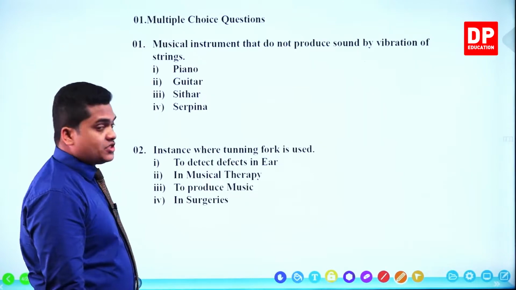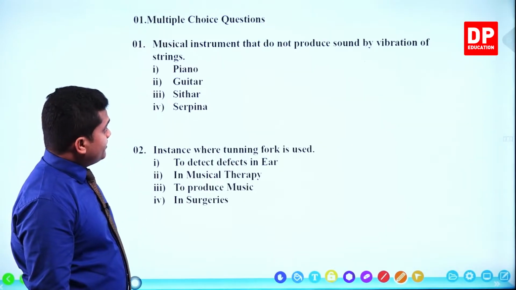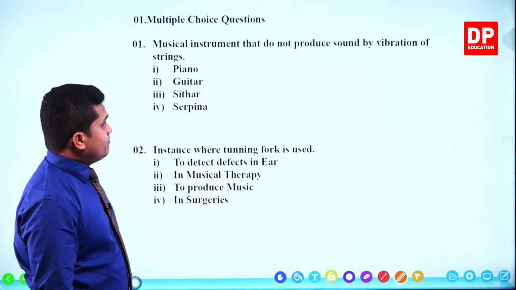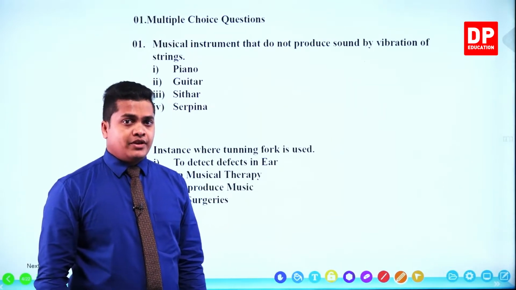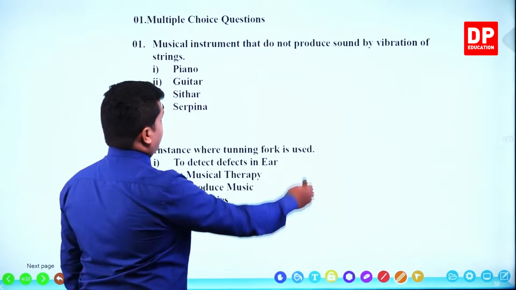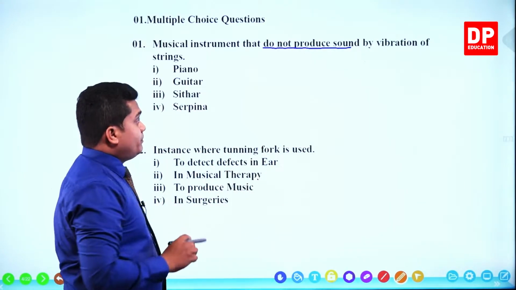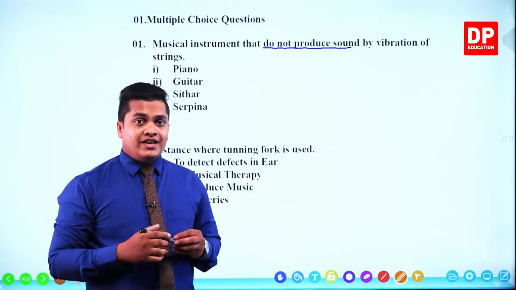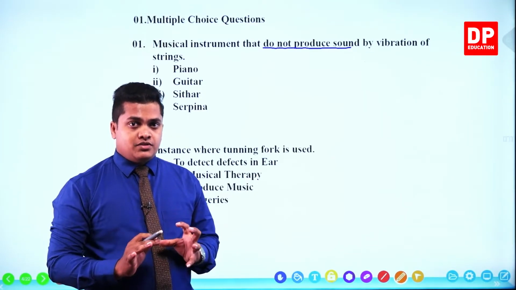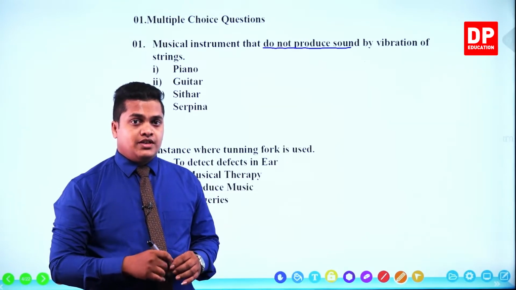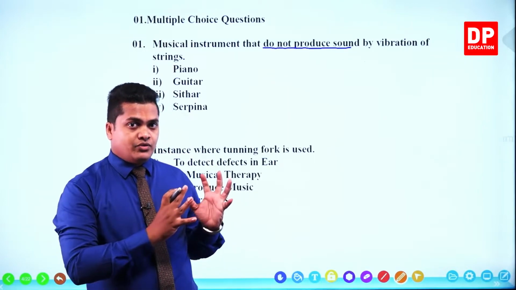So first question. The musical instrument that do not produce sound by vibration of strings. So remember, do not. So my dear children, you have to be careful when you are reading the question. Read the question 2 or 3 times before selecting an answer, because in MCQ questions, you are given questions like these.